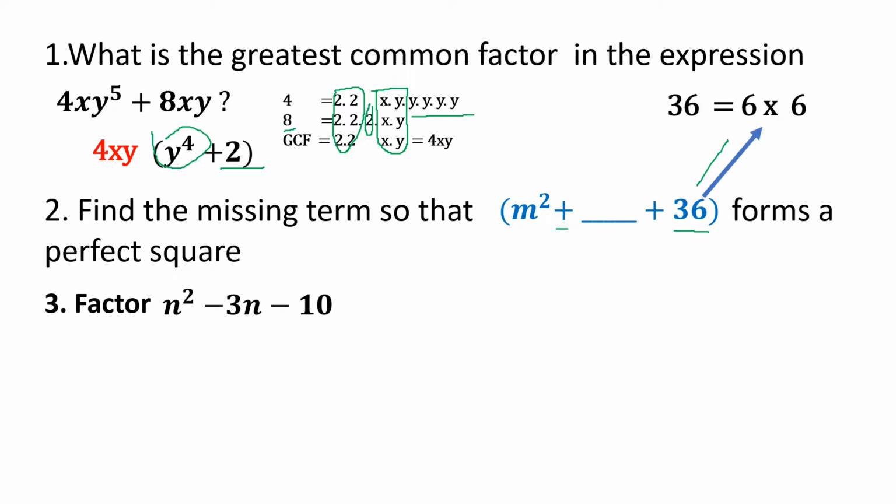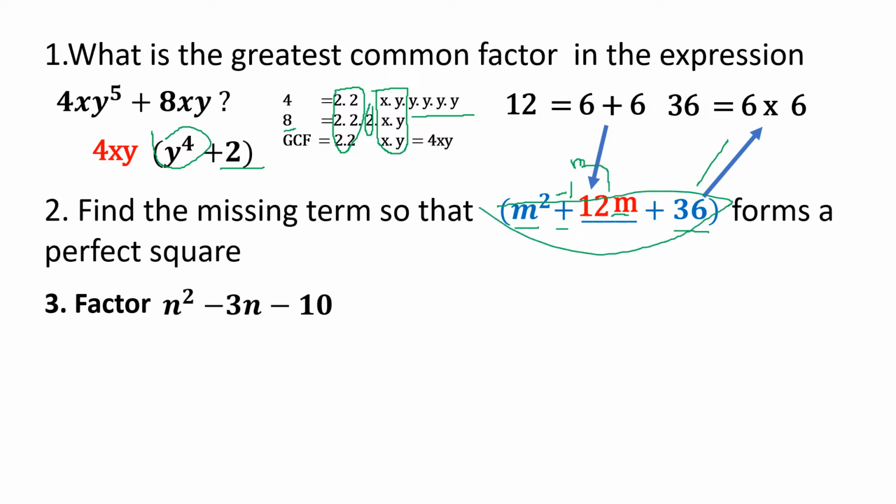6 times 6 is 36. And if we add 6 plus 6, that is equals to 12. And therefore, yung 12 na yan, yun po ang ating magiging middle term. And just write m as your variable of your factor. And that is your final answer. By the way, saan galing yung m? Dito po yun. Since we have m squared, just subtract 1. That is equals to m na lang. Yung m na yan, yun pong ilalagay po natin dito. That is your final answer.